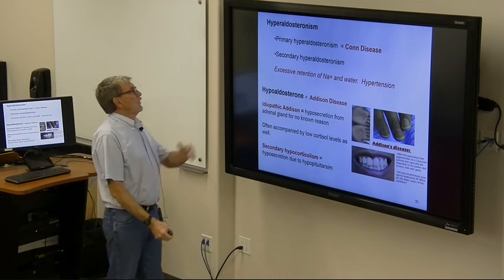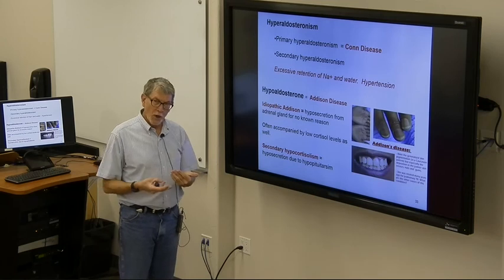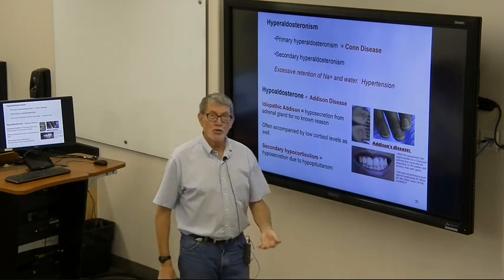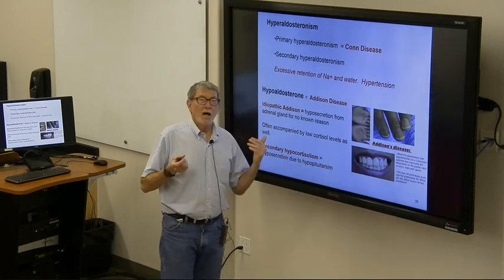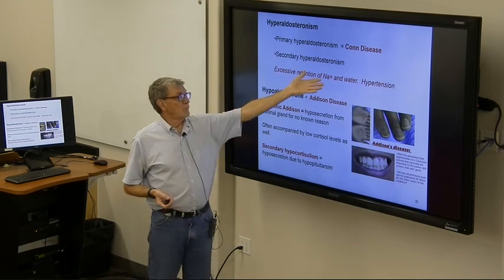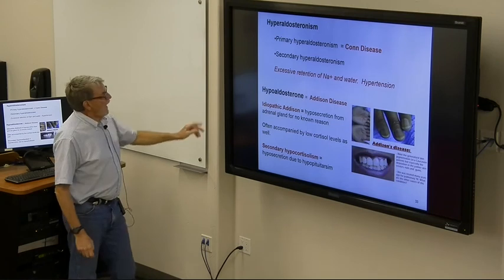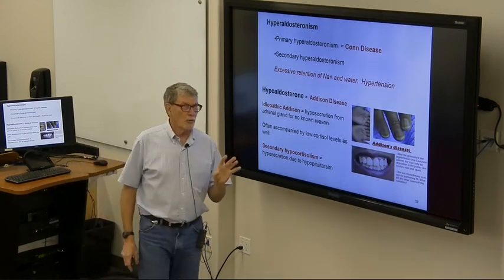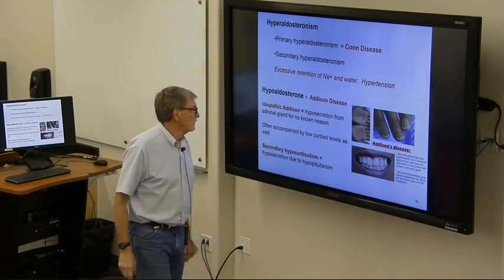So aldosterone, because it causes you to retain sodium and thus water, too much, you retain too much sodium, you retain too much water, your blood pressure goes way up. Okay? Hyperaldosteronism, the main thing is hypertension. Hypoaldosteronism, which proves that aldosterone does other things besides retaining water.